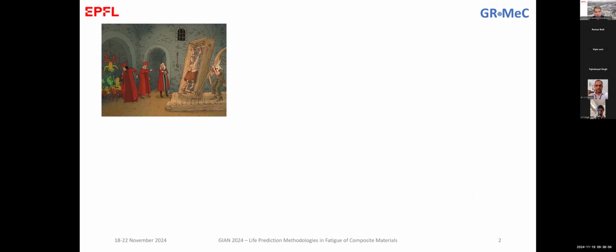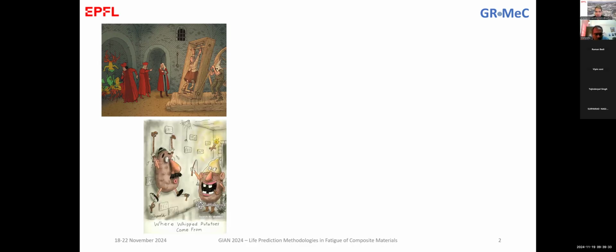So I will start again with some visual representation. Can someone tell me what you see here? Torture, sir. Form of torture. Yes, it's a torture. There is a poor lady there that is tortured by these guys. This is actually the Middle Ages in Europe. They were torturing people for several reasons. So again, torture. What does this mean for you? What is the objective of a torture?